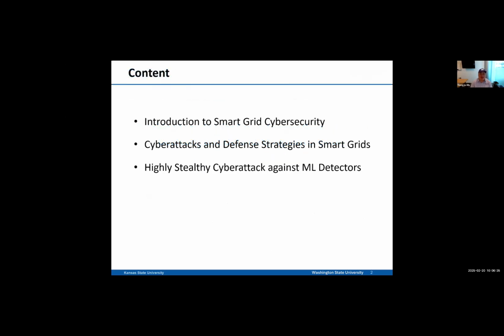So here's my outline today. I'll first provide some research background on the smart grid and cybersecurity, and I will get into the cyber attacks and the defense strategy in the smart grid. Then I will introduce Dr. Bo Liu, and he is going to present some machine learning-based detectors and highly stealthy cyber attacks based on his work, which expose the limitations of the current defense strategy.